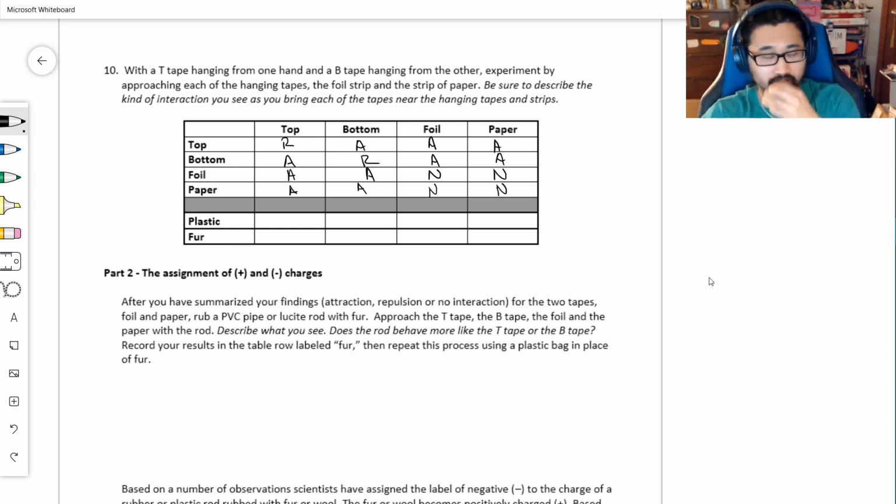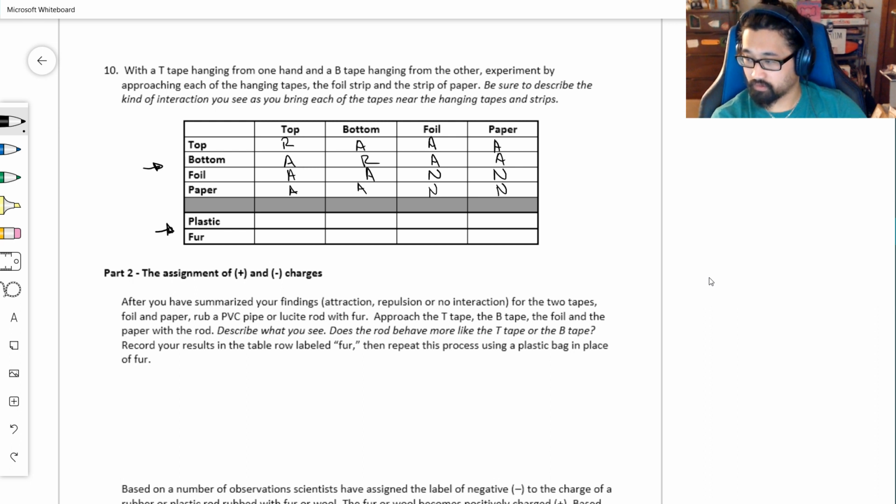And that should make sense based on what we talked about before, with the top having one charge and the bottom having an opposite charge. So top and top should have the same charge, and they should repel each other. Top and bottom have opposite charges, so they should attract each other. And charged objects will always attract neutral objects. The reason for that is we create this distribution of charge.